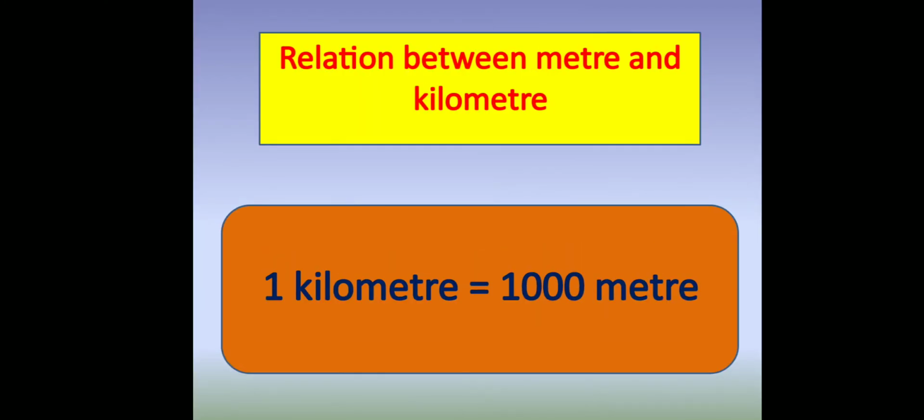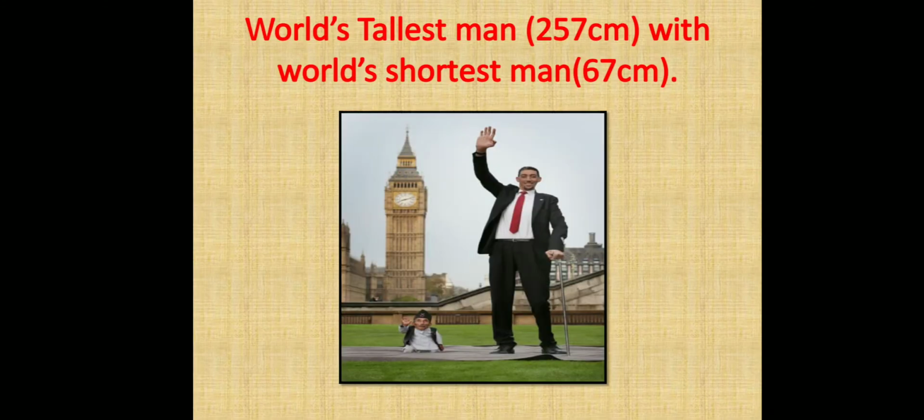Now, relation between meter and kilometer. 1 kilometer is equal to 1000 meter, or 2000 meter is equal to 2 kilometer, and so on. Oh my god, aren't you surprised to see this picture? This is the picture of the world's tallest man, who is about 257 centimeters, and the other one is the world's shortest man, who is only about 67 centimeters.